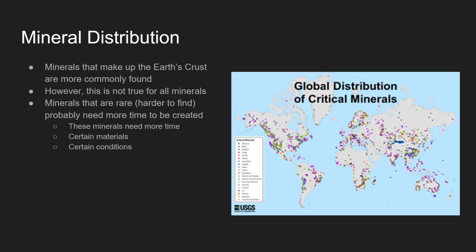Mineral distribution. Minerals that make up the Earth's crust are more commonly found. However, this is not true for all minerals. Minerals that are rare or harder to find probably need more time to be created. These minerals need more time, specific materials, and certain conditions in order to be created.